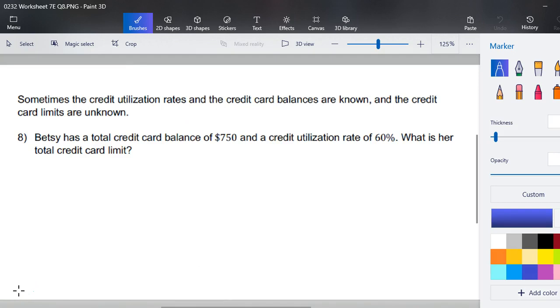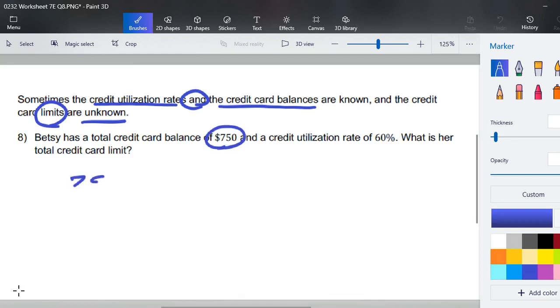Question number 8 has a little bit of background here that says sometimes the credit utilization rates and the credit card balances are known, and then the credit card limits are unknown. So let's look at number 8. Betsy has a total credit card balance of $750. That's her balance. She has a credit utilization rate of 60%. So what is her total credit card limit?